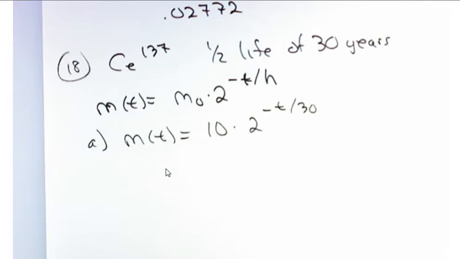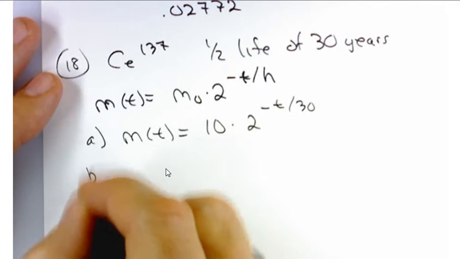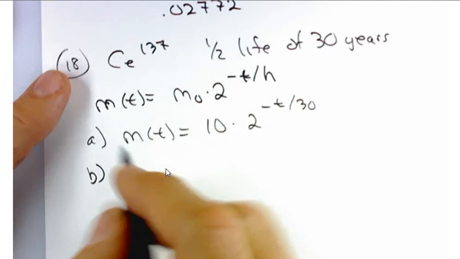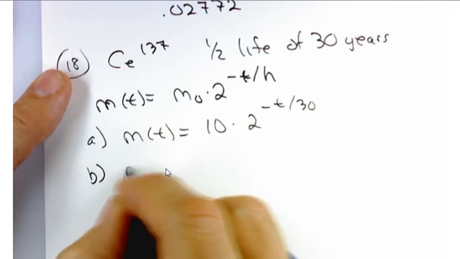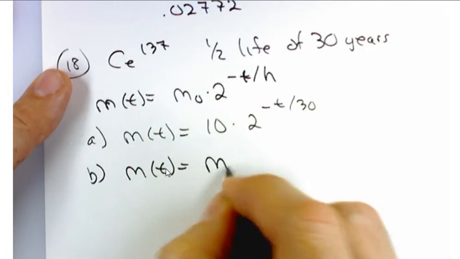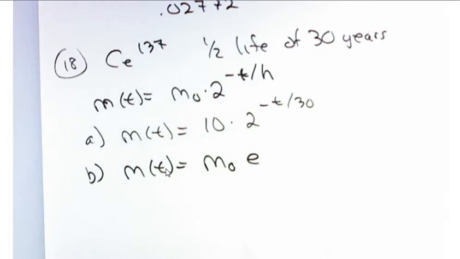This is function M of T. Find a function M of T that models the mass remaining after T years. So M of T in this case, they want us to write it as M sub 0 e to the negative RT. So this is kind of like the part B from our previous problem.